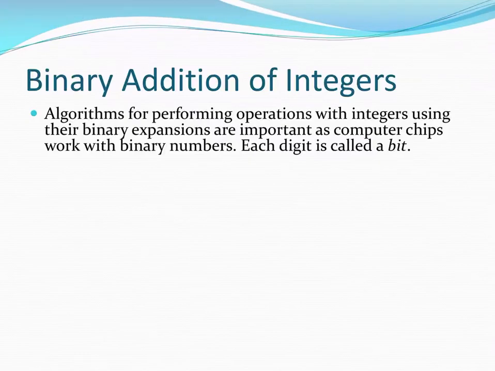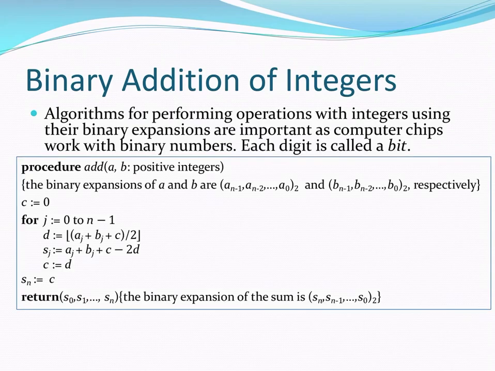We're in Rosen, section 4.2, Discrete Mathematics and its Applications, discussing binary addition of integers here. And in a separate video, we did a derivation to talk about how to construct an algorithm for doing binary addition of integers. And here is the algorithm for doing so.